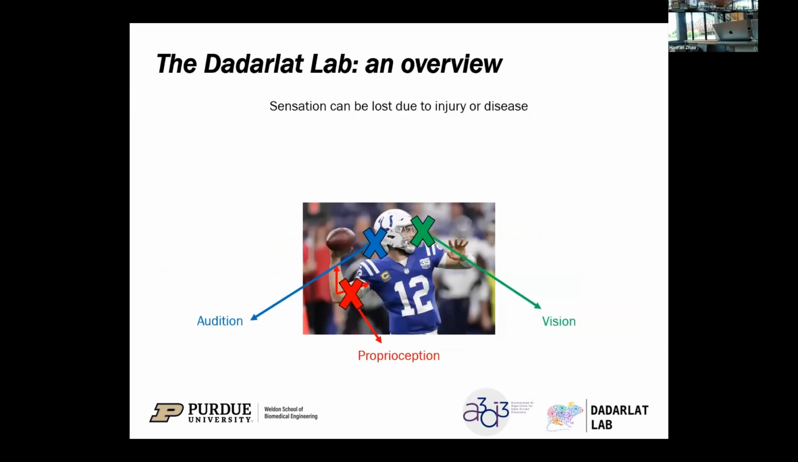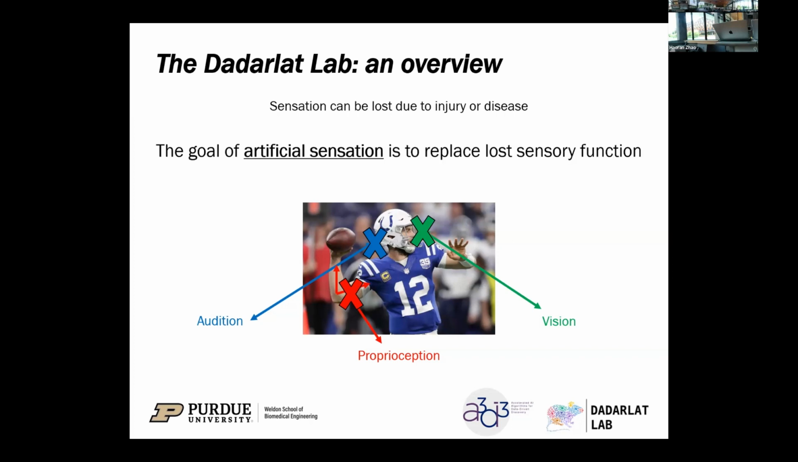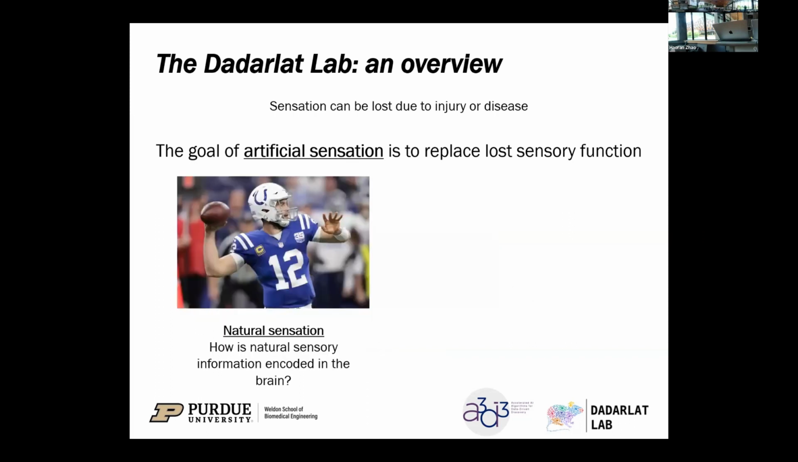So he relies on all of these. However, if he were to get injured or develop a disease, some of those sensory modalities can be lost. This can negatively impact his ability to play football. And so that's where we introduce artificial sensation. So the goal of artificial sensation is to replace lost sensory function. And so that kind of moves me into the two main goals of the lab.